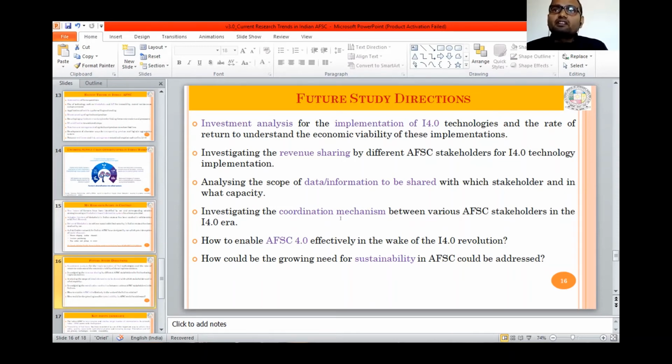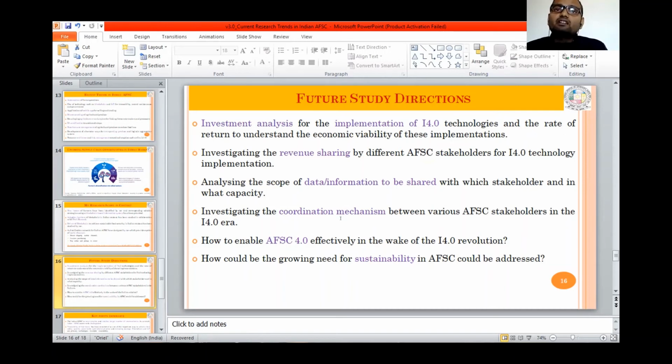So in the Indian context, farmers have small landholdings, so we cannot just implement any technologies, as they cannot afford them. The investment analysis needs to be done from a business perspective as well, whether it is economically viable or not. This kind of investment analysis needs to be done.